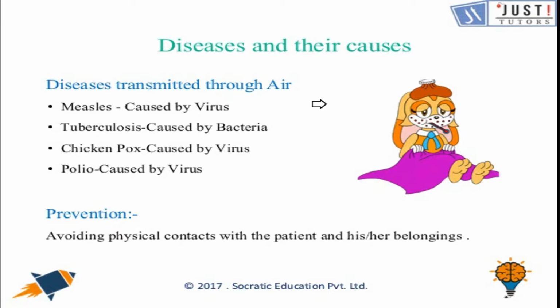Now, let's understand the diseases that are transmitted through air. First of all, it's measles, which is caused by a virus. Then we have chickenpox, polio, and tuberculosis, which is caused by bacteria. Tuberculosis is also named TB in short. These are all diseases that spread in the air. To avoid infection, you can avoid physical contact with the patient or with his or her belongings. Even if your sister or brother has chickenpox, try to avoid contact with them.